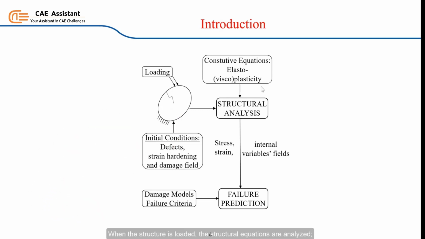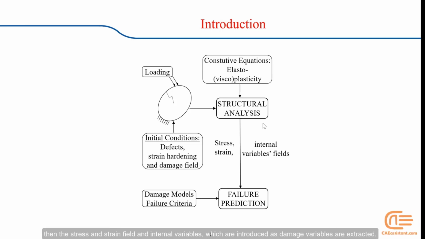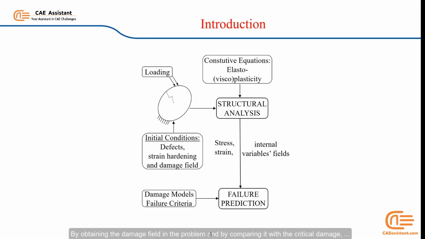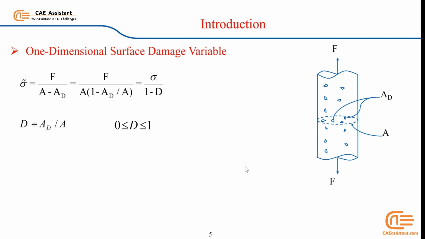When the structure is loaded, the structural equations are analyzed. Then the stress and strain field and internal variables, which are introduced as damage variables, are extracted. By obtaining the damage field in the problem and by comparing it with critical damage, it is possible to predict whether failure will occur in the material or not. So, when the damage reaches critical value, the occurrence of macroscopic cracks can be predicted, and with the continuation of loading and the growth of macroscopic cracks, the failure of the structure can be predicted.